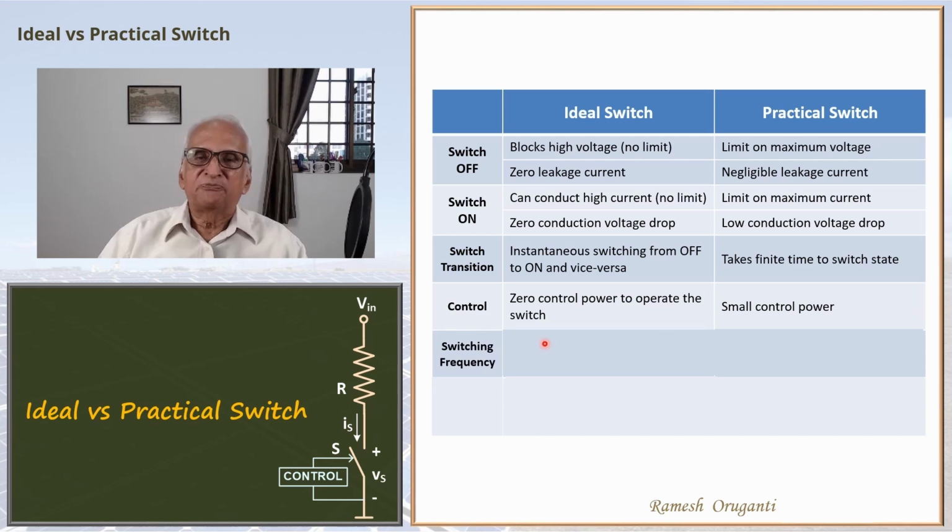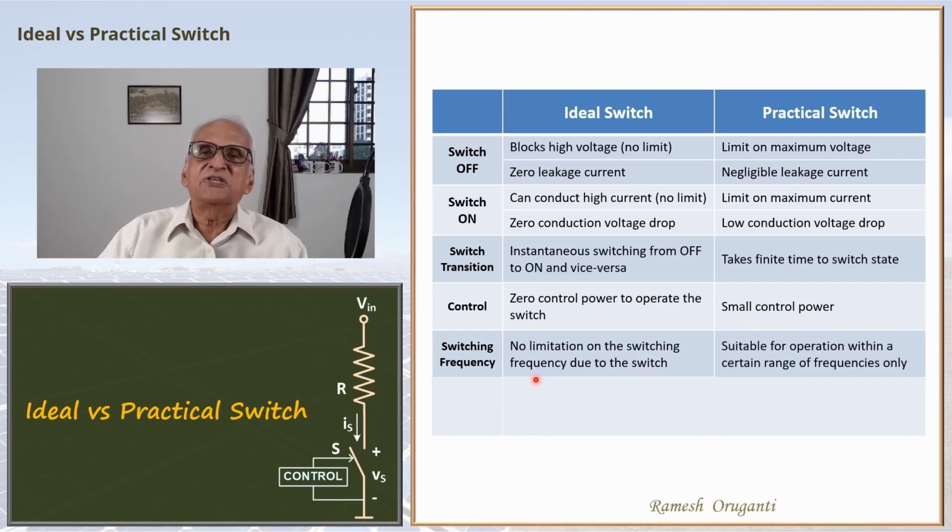Switching frequency. As you can imagine, an ideal switch, you can switch at any frequency, 1 hertz, 1 kilohertz, 100 kilohertz, 1 megahertz, 10 megahertz, 100 megahertz, no problem. So there's no limitation on the switching frequency due to the switch, but the technology of the switch, the design of the switch, and the circuit will determine the limits on the switching frequency of a practical switch.